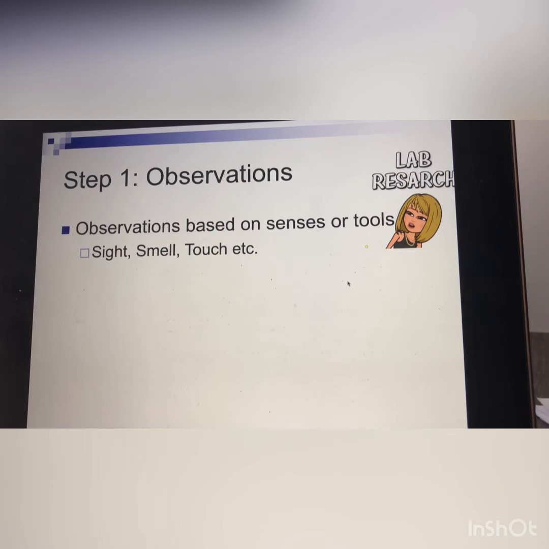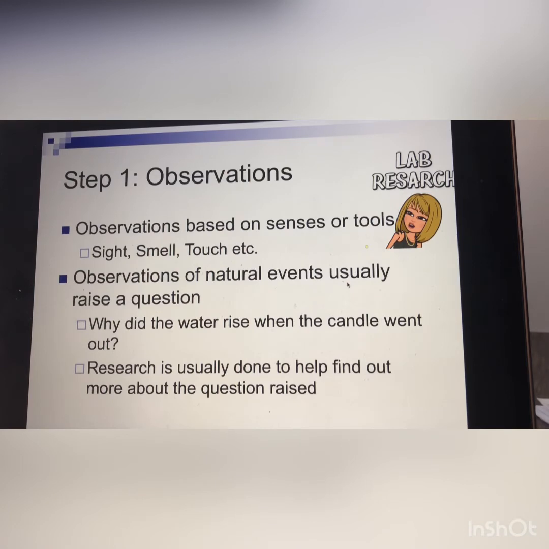Observations. Observations are usually based on senses or tools. Things like sight, smell, touch, etc. When we look at observations of the natural world, they usually raise questions. Questions like, why did the water rise when the candle went out?